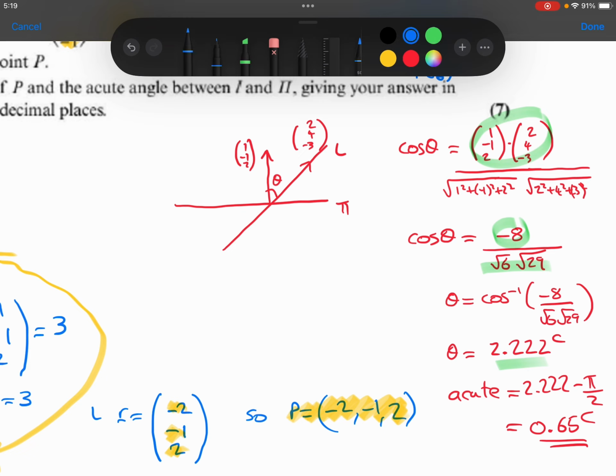Which I note that is bigger than pi over 2. Remember, pi over 2 is 1.57-ish. So therefore, this is not an acute angle, this is an obtuse angle. So what that's telling me is actually I got my direction wrong when I drew the arrow like this. It should actually have been like this, because I've actually worked out the obtuse angle between these two vectors.